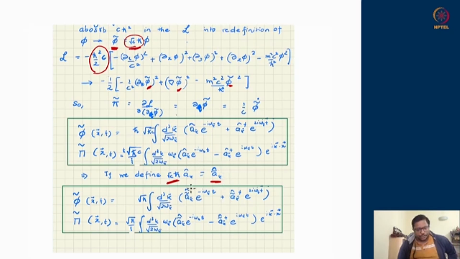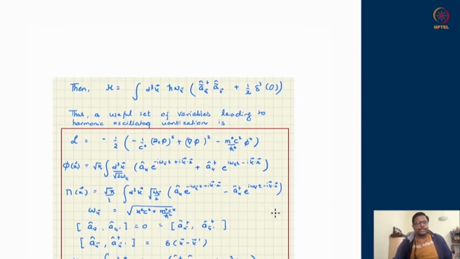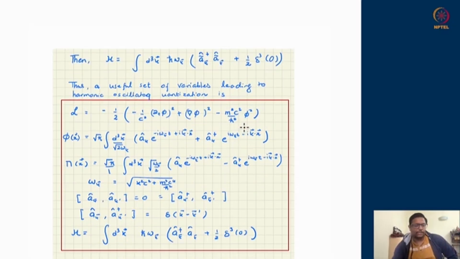If I do this in all things, that means I absorb this root c times h bar everywhere. The correct phi and pi tilde in terms of their AK tilde and AK dagger tilde would be exactly like harmonic oscillator without any extra h bar or c factors. So all those things I have absorbed, and the Lagrangian becomes simple enough. And Hamiltonian in that case would be exactly like harmonic oscillators thing without any troublesome factor of h bar square by c. So I could have started the story with absorbing the phi.